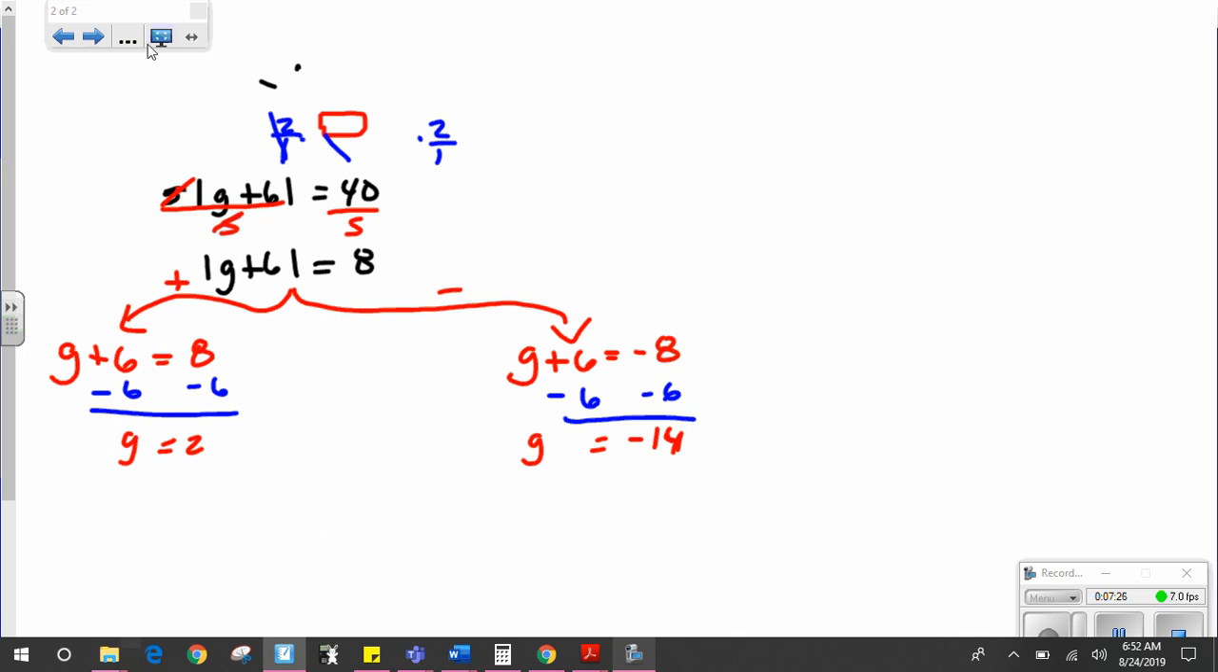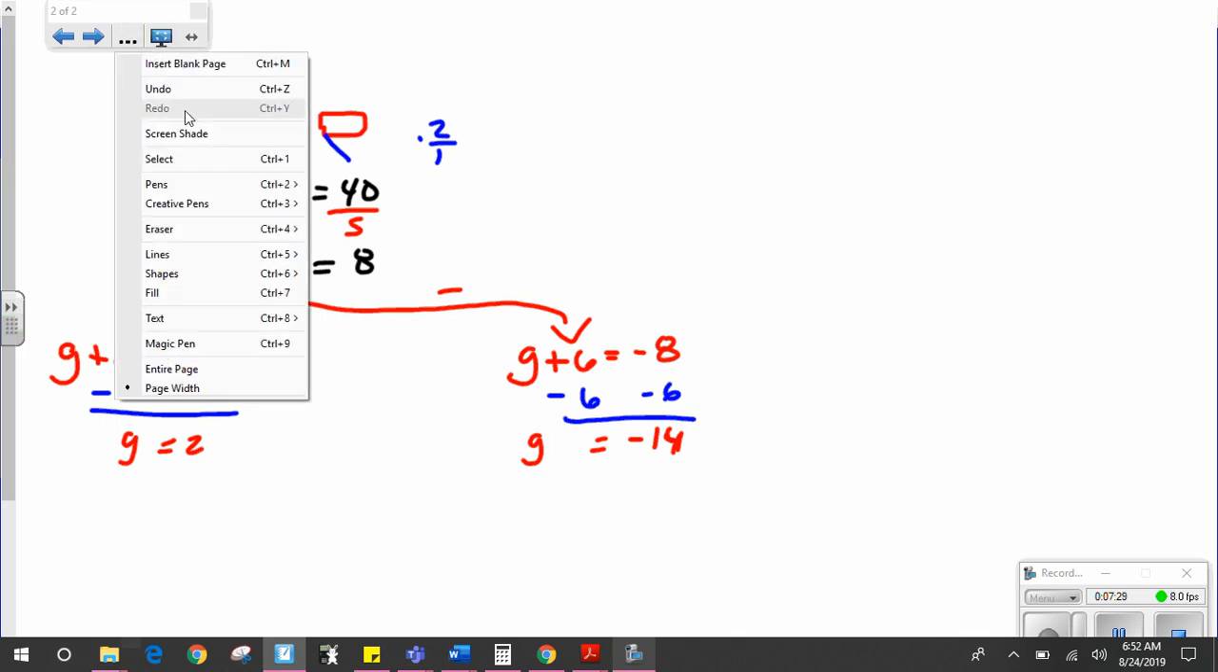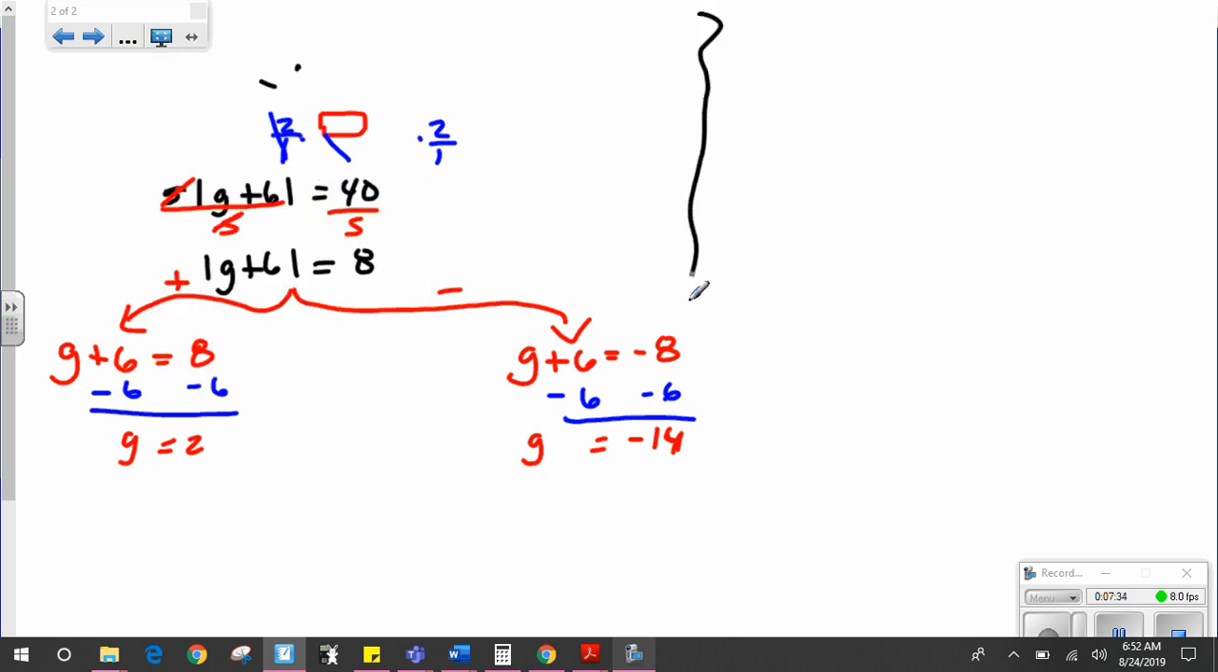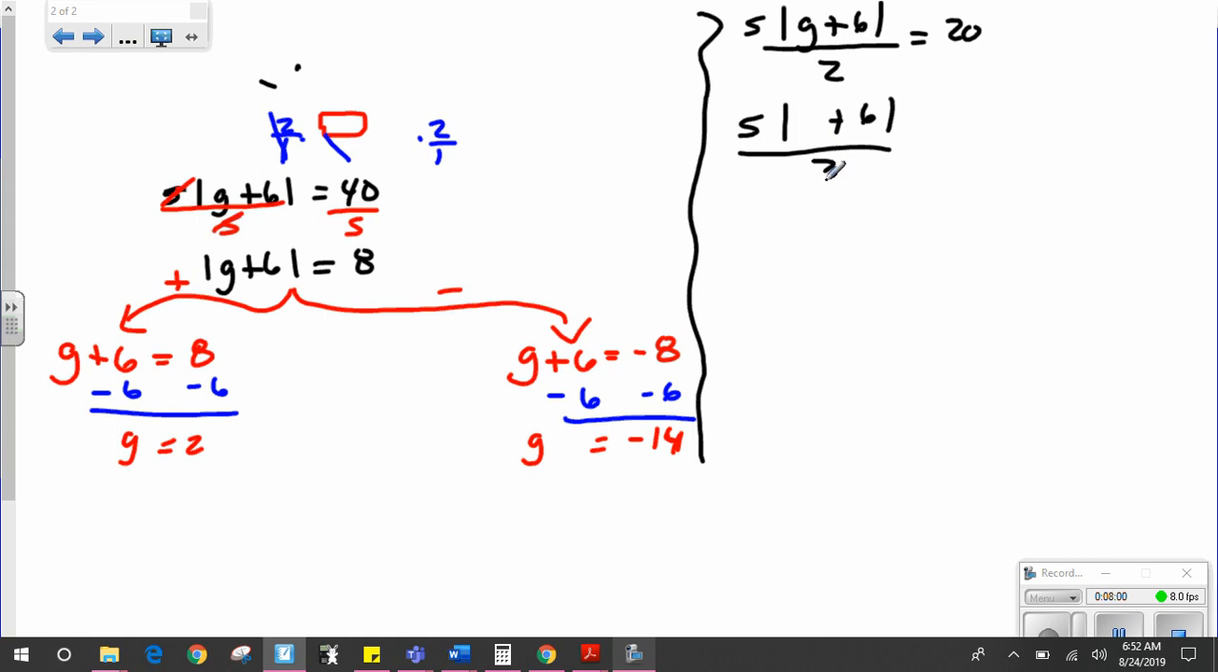And now, again, you must always check your work because there might be extraneous solutions. You should always check your work with the original equation. The original equation said 5 times the absolute value of g plus 6, divided by 2, is equal to 20. All right, so now we're going to replace g with both 2 first and then negative 14.